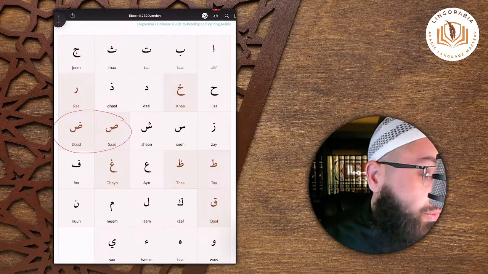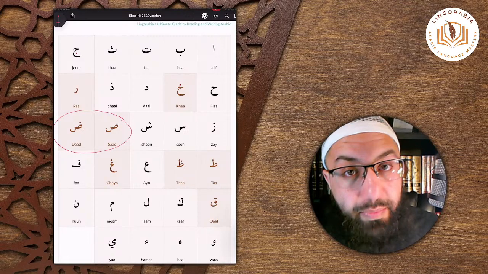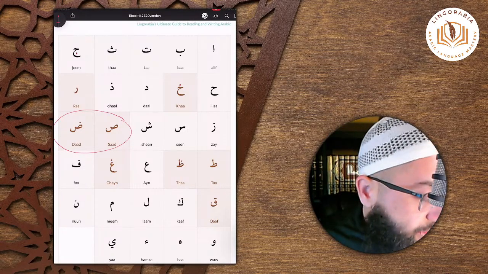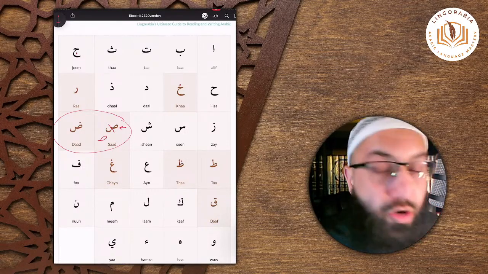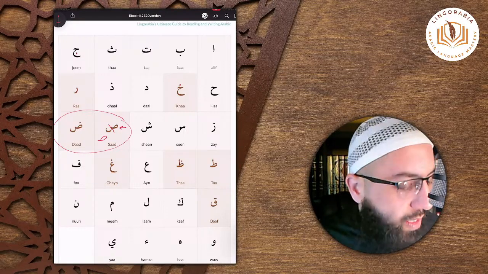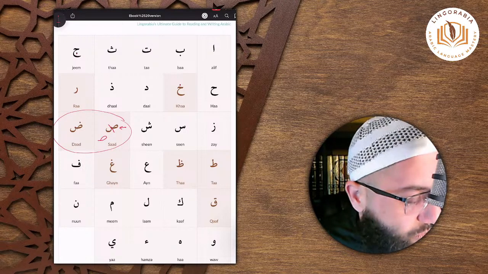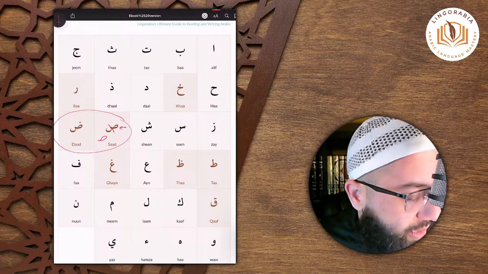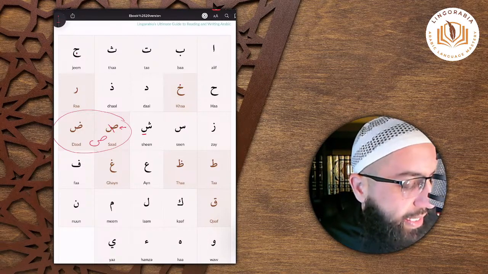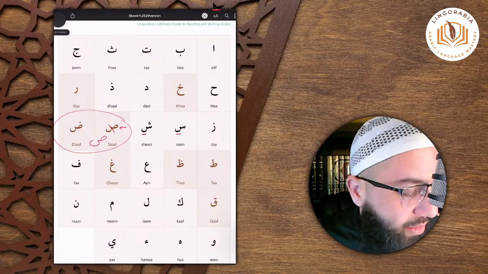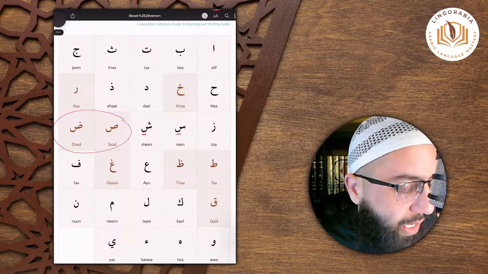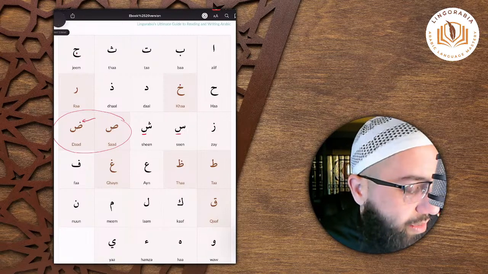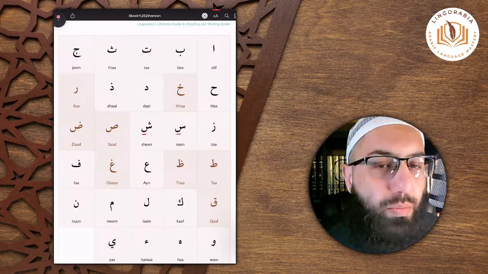The sad and the dad, both of them similar in shape. They consist of 2 parts. The upper part is a closed curve, and the bottom part is similar to the 3rd curve of the sheen and the sin. Obviously, the dad has a dot on it. Both of these letters are heavy letters. They should be pronounced heavily.